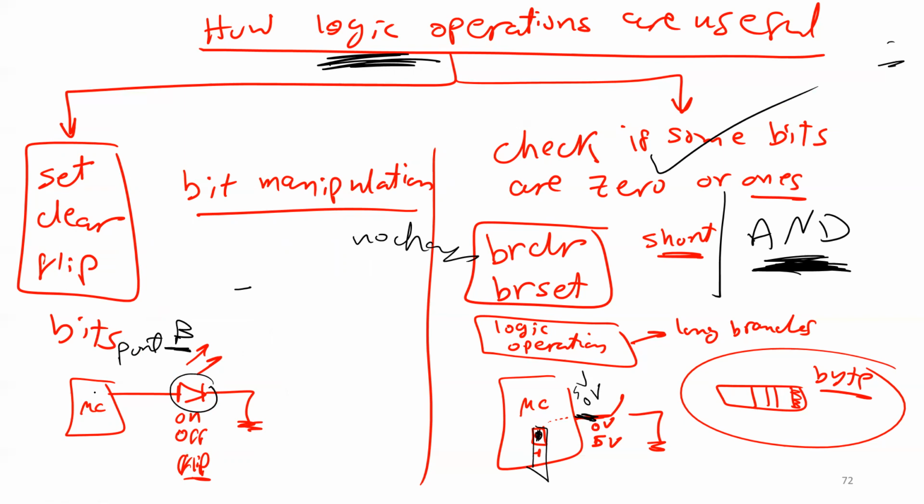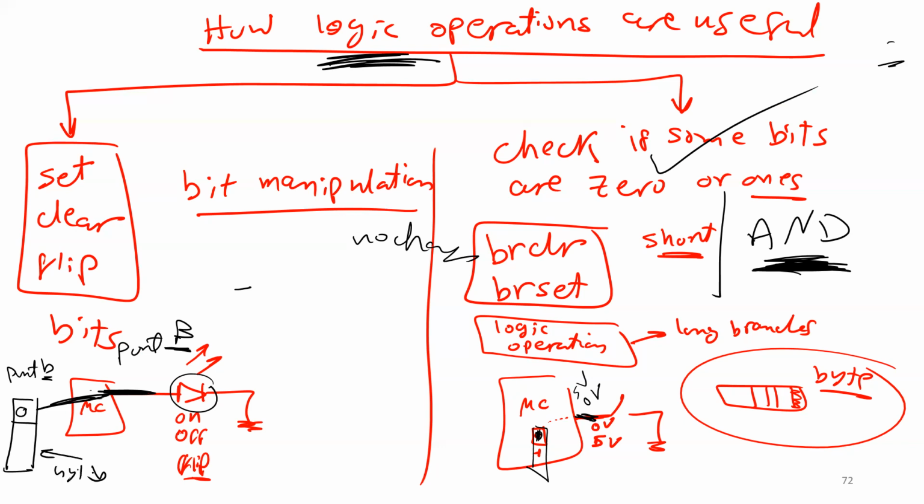Internally, there is 1 byte for port B. So inside the microcontroller, every external pin is internally connected to one bit of port B. So what's going to happen is that if you put 0, again, this is a byte.